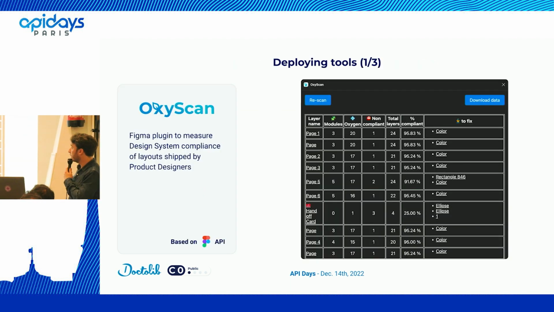The first tool we deployed is called APIscene. Basically, it's a Figma plugin based on the Figma API to measure the compliance of all the layouts shipped by our designers.